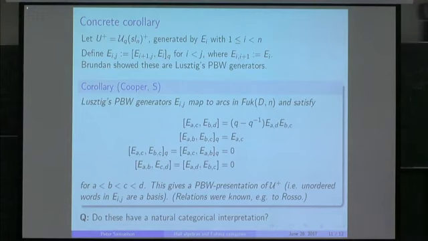I wanted to give one very concrete corollary of this. I already said that if we start with a disk, then the Fukaya category is the derived category of the A_N quiver. In particular, it contains U_q(sl_N)^+ as a subalgebra, in one fixed degree. And it's not so hard to show, using a result of Brundan, that Lusztig's PBW generators for this algebra U_q(sl_N)^+ map to these arcs in the Fukaya category, and you can define them inductively using q-commutators.